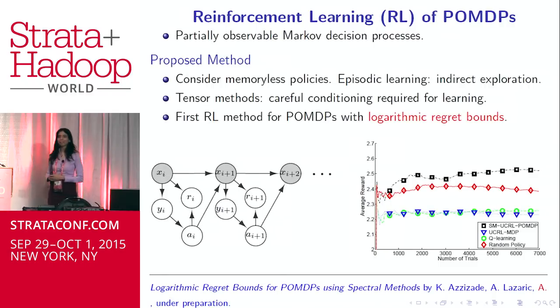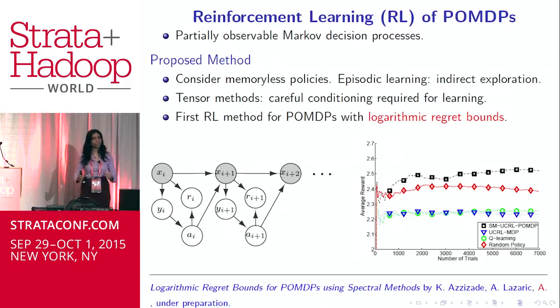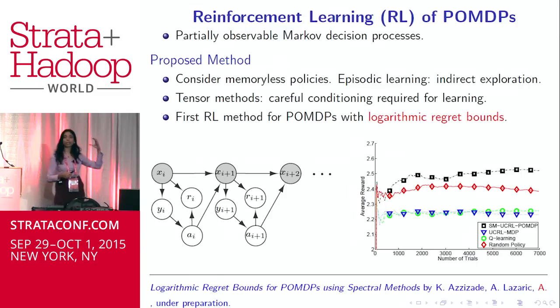Another exciting application we've been looking at is reinforcement learning. So in reinforcement learning, you also have a dynamically changing environment. So this class of partially observable Markov decision processes, or POMDPs, are very challenging models to learn because you have a hidden state here. You do not directly observe the state, and based on the action you take, you're also changing the transition to the next states. And by utilizing these tensor methods, we can show logarithmic regret bounds, and these are some of the first theoretical results for reinforcement learning of POMDP models.